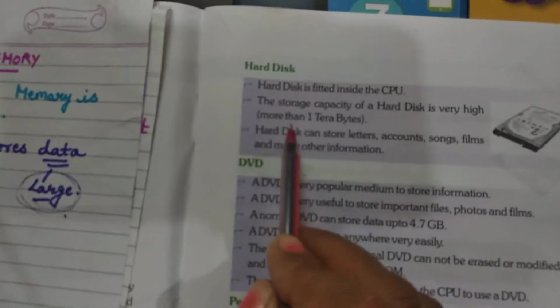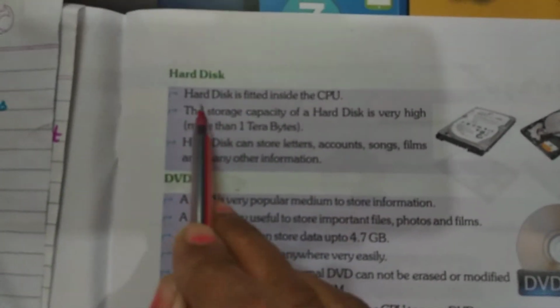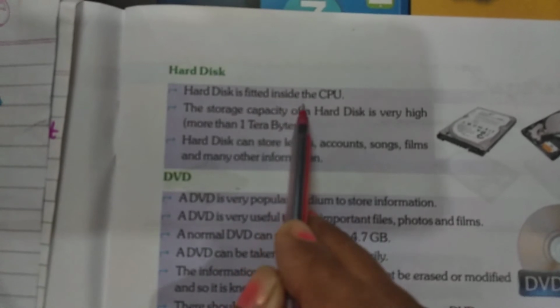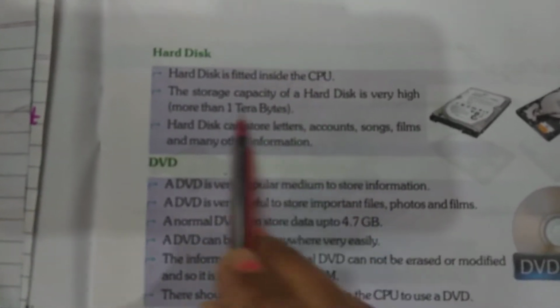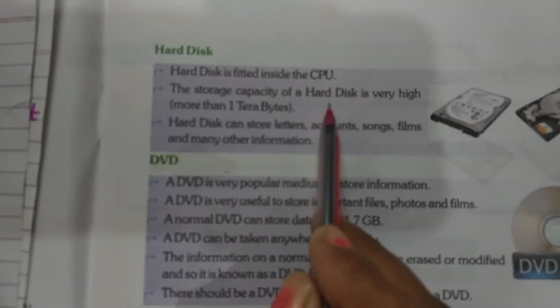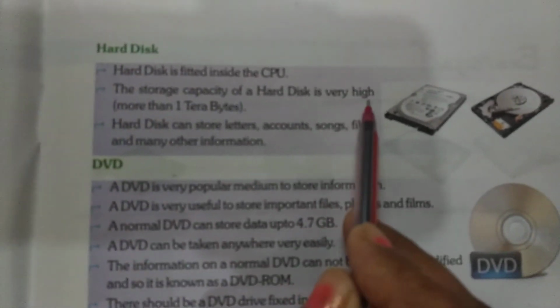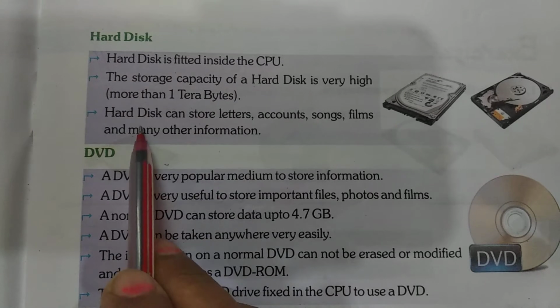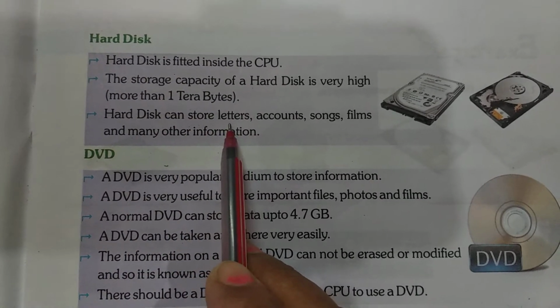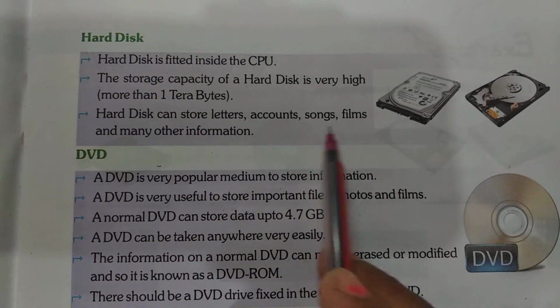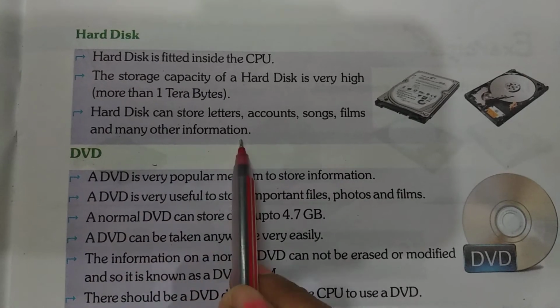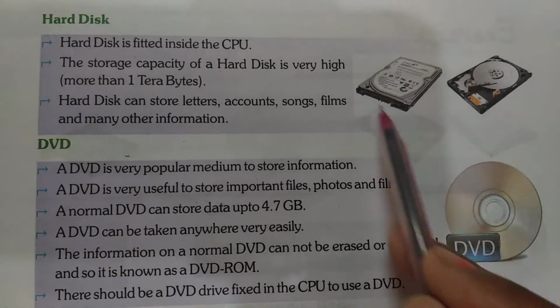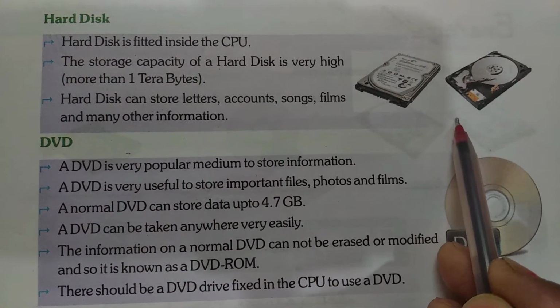First of all is the hard disk. A hard disk is fitted inside the CPU. The storage capacity of a hard disk is very high, more than 1 terabyte. A hard disk can store letters, accounts, songs, films, and many other kinds of information. You can see here, this is the hard disk.